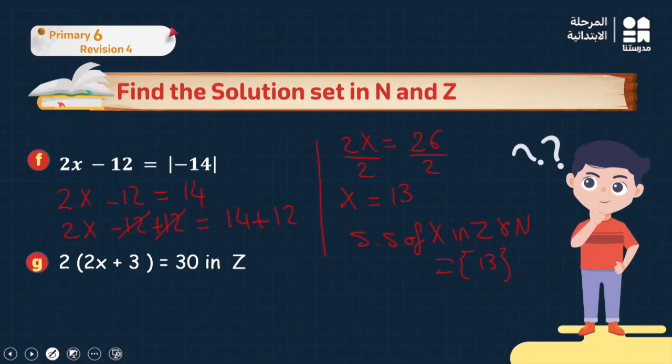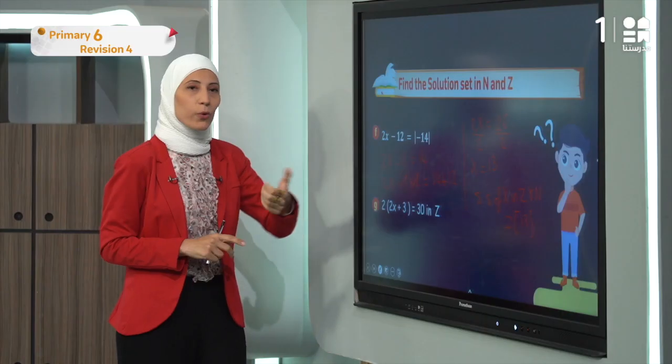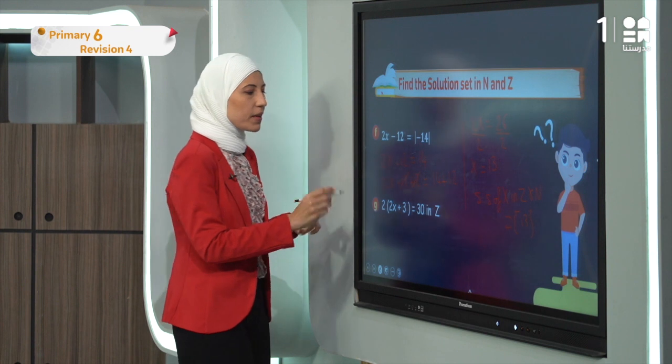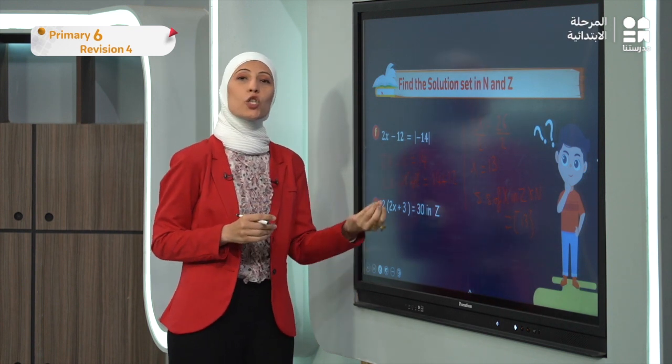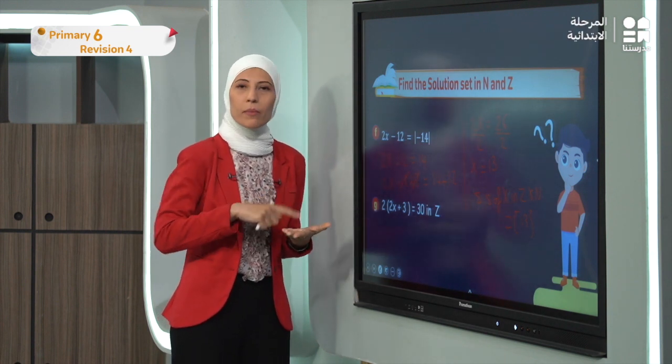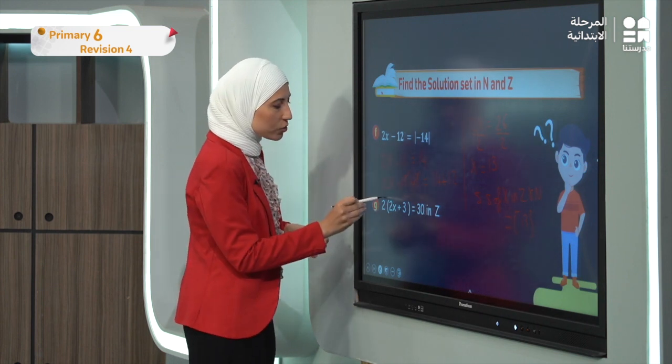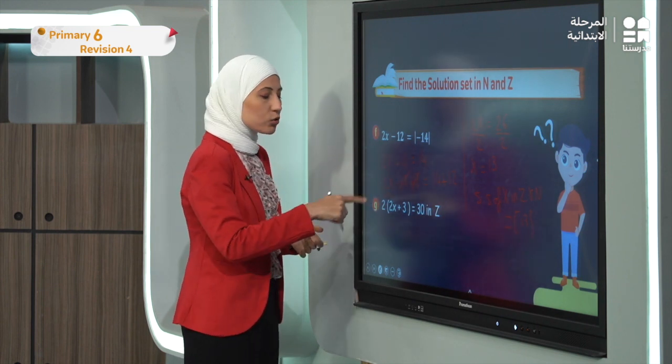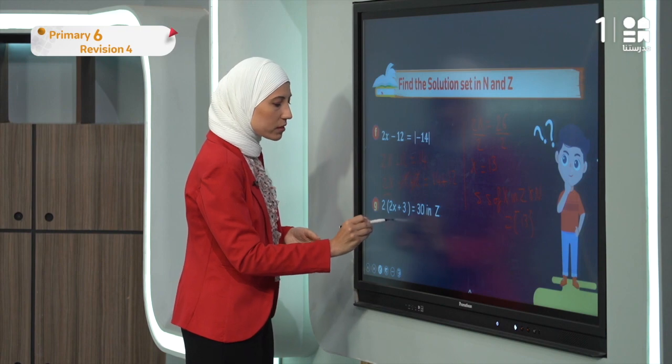I have here 2 times (2x plus 3) equal 30. He wants from me to find it in Z only. طب what I supposed to do here? Like we did before. احنا كنا بنعمل ايه؟ بنعمل times. بس المرة دي هنا عندي 2x. طب ما هعمل 2 times 2 عادي. هنا هاخد 2 دي اعملها times 2x. 2 times 2 equal ايه؟ equal 4x.